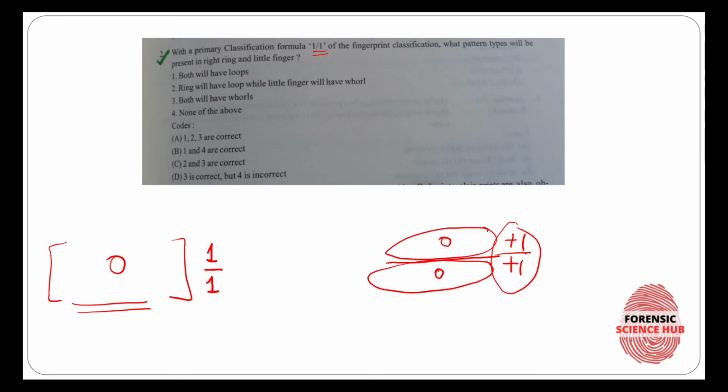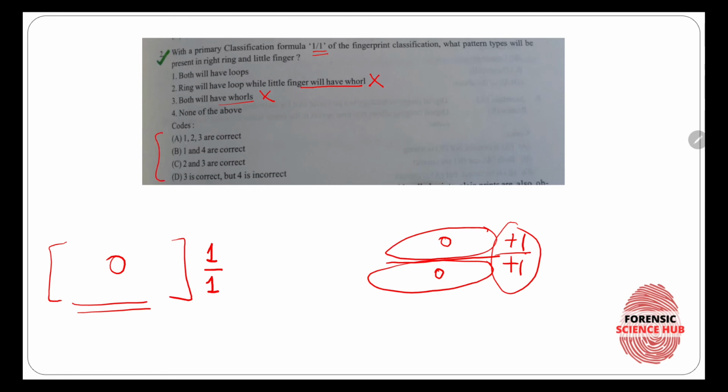Both will have loops. Now there's a possibility, let's leave it. Then ring will have loop while little finger will have whorl. Now this is not at all possible because there is going to be no whorl. Then both will have whorls. This is also not possible.